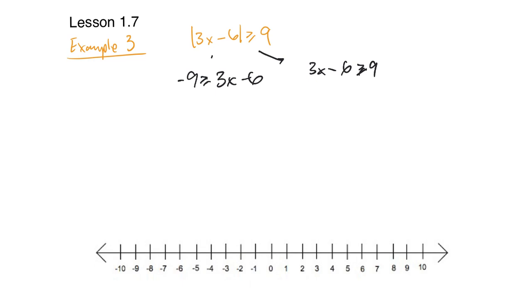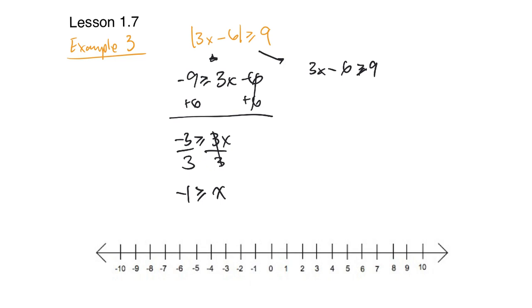First I'm going to solve this one here. I'm going to add 6 to both sides, and I get negative 3 greater than or equal to 3x. Then I divide both sides by 3 because I need to get the x by itself. I have negative 1 is greater than or equal to x, or x is less than or equal to negative 1. So this is one boundary here.